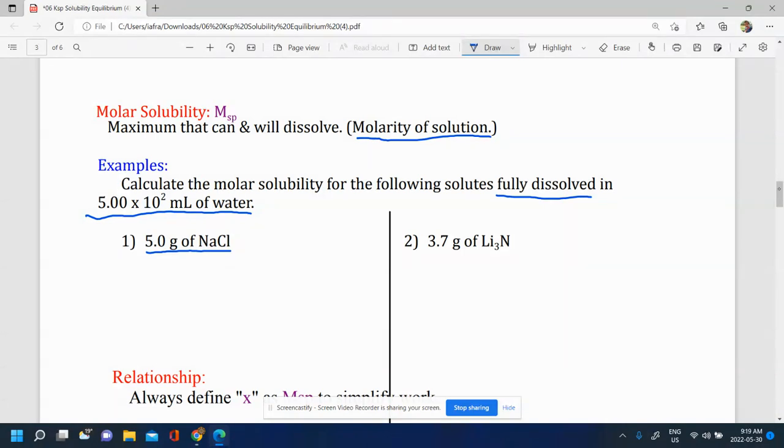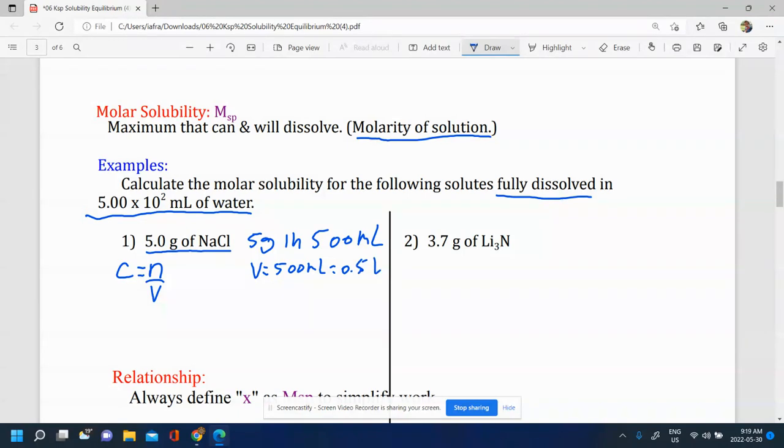So you could say 5 grams in 500 mils is the solubility, but the molar solubility really is in moles per liter. So what we're really doing here is calculating the concentration at this point. C is equal to n over V. And so we know our volume. Our volume is going to be 500 mils, and we'll deal with sig figs after, or 0.5 liters, right? Because you do divide by 1,000 to get to liters.